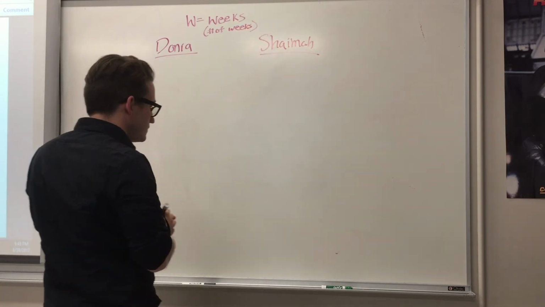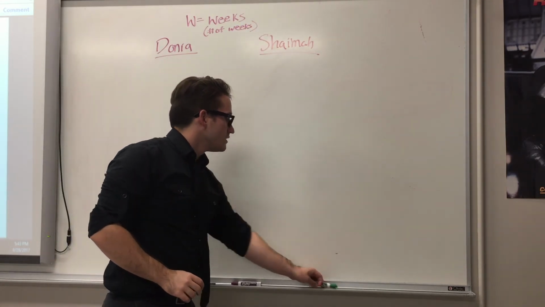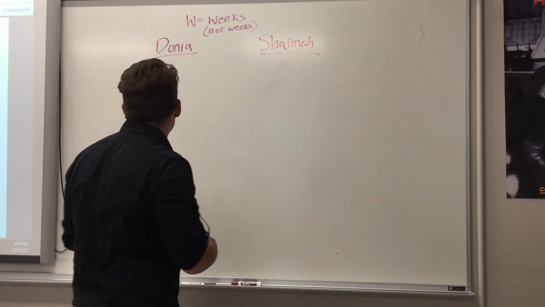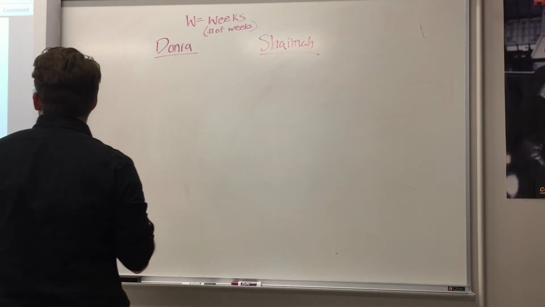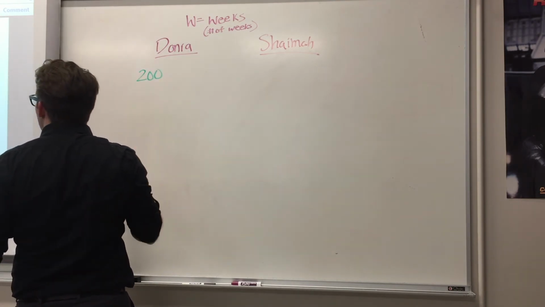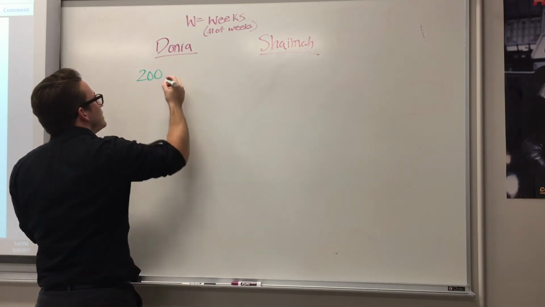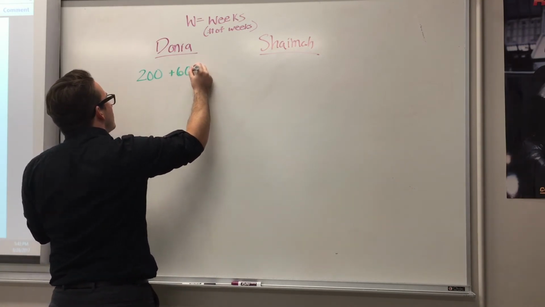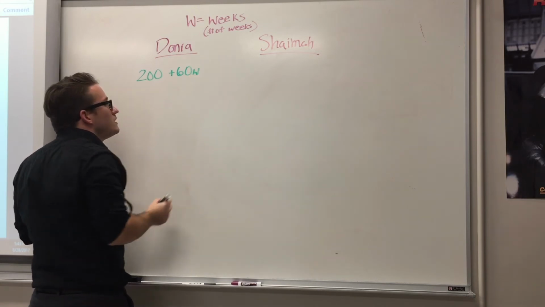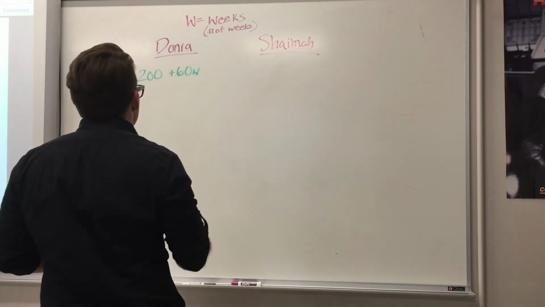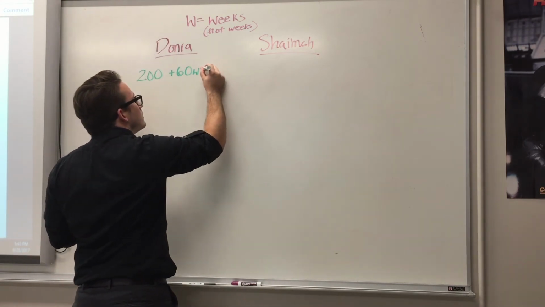Second, there are two separate things going on here. We're going to focus on Danya first, and then we'll get to Shema. So it says that Danya knew she had $200 at home already. She already had it, okay? She's going to earn $60 each week. But she needs to have at least $450 to get that phone.